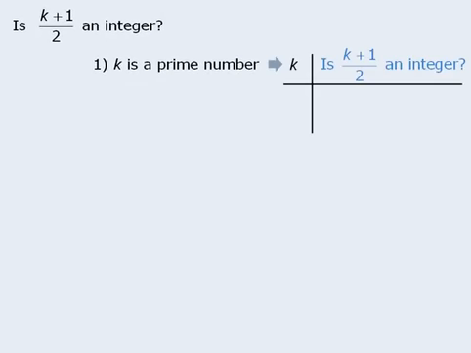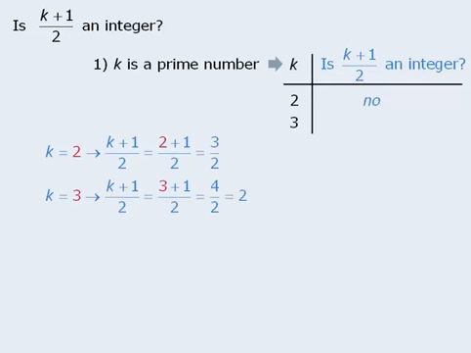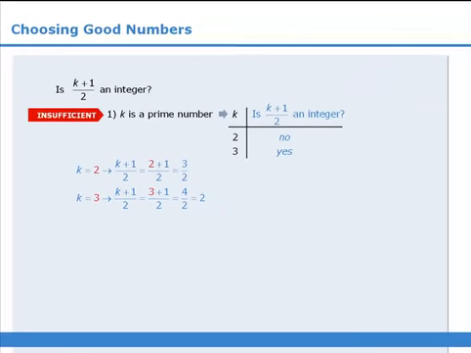So let's use a table and begin by choosing 2 as a possible value for k. If k equals 2, then the expression simplifies to be 3/2. So when k equals 2, the answer to our target question is no. K plus 1 over 2 is not an integer. Now let's choose 3 as a possible value for k. If k equals 3, then the expression simplifies to be 2. So when k equals 3, the answer to our target question is yes. K plus 1 over 2 is an integer. So we can now say with certainty that statement 1 is not sufficient.